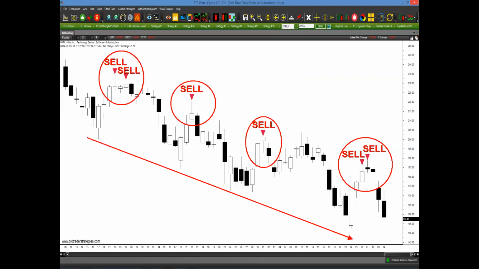So this is the beauty of the PTS Primo Charting Platform. It not only shares with you these signals and displays them, but it teaches you how to identify them as well.